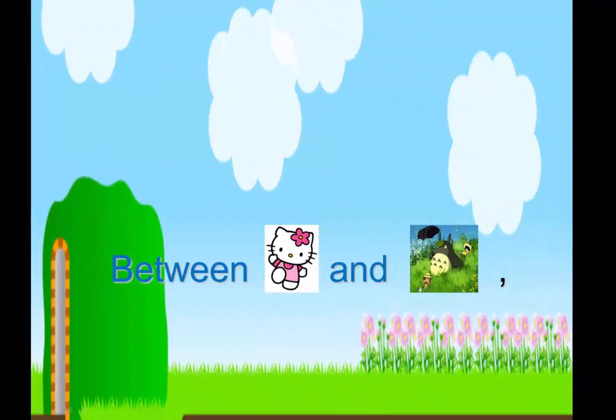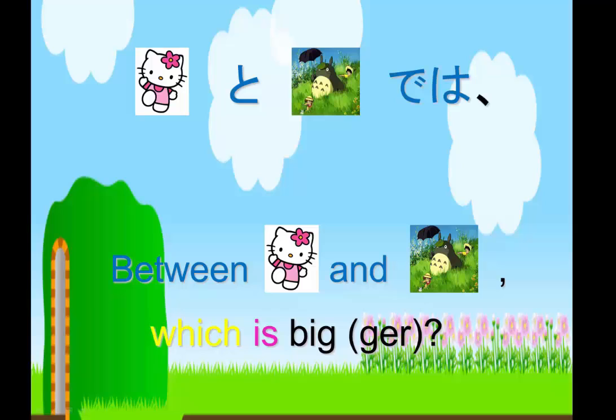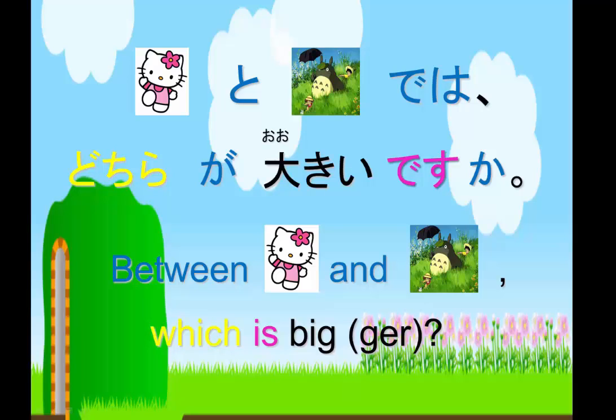Okay, let's compare something else about these two. So between Hello Kitty and Totoro, what about which is bigger? So our adjective is going to be ookii, big. Here we go. Hello Kitty to Totoro dewa dochira ga ookii desu ka? So we're comparing the size. And here we go. Well, obviously Totoro is bigger. It's going to be no ho ga, and Hello Kitty is smaller. So it's going to take yori. Let's see how it works.